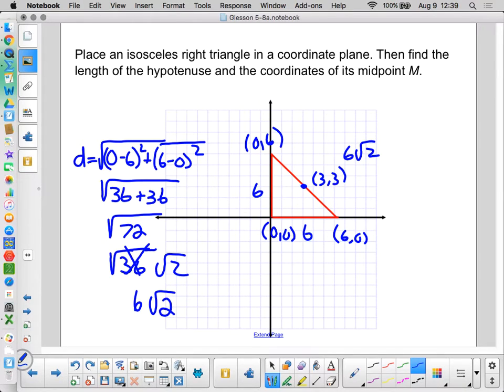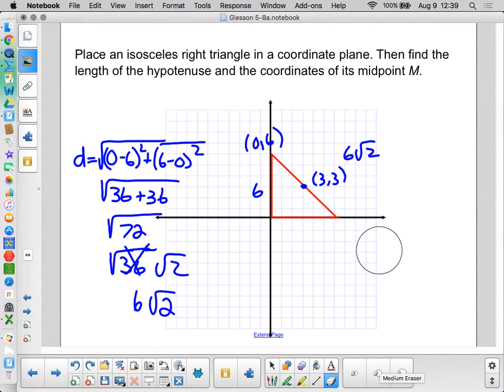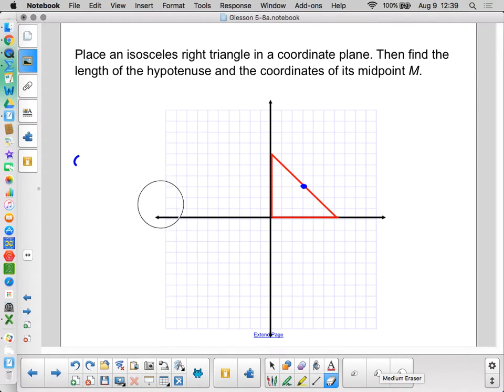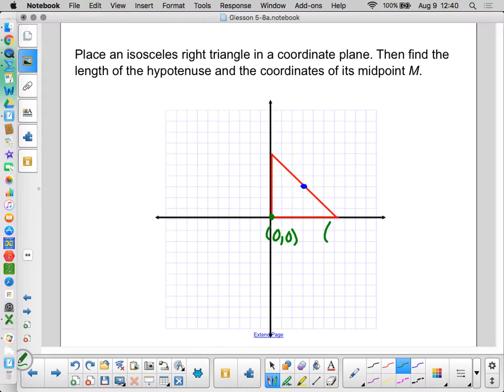What if I generalize this? If I generalize this, instead of using specific coordinates, what if I just used like A and B? Okay. So what if I said that this is 0, 0 still, this point is A, 0, and this point is 0, A? Then what's the coordinate of this point? The coordinate of that point is A plus 0 over 2, or A over 2, A over 2.